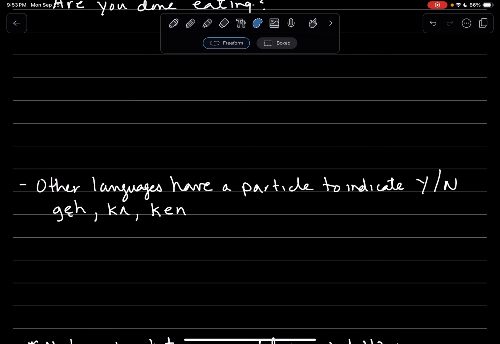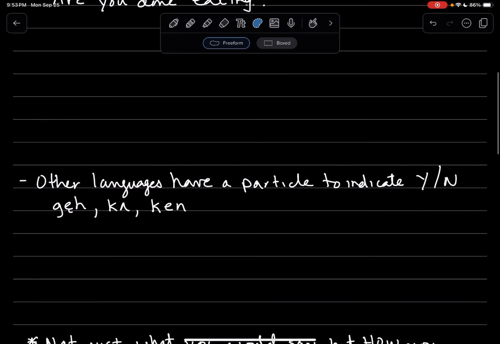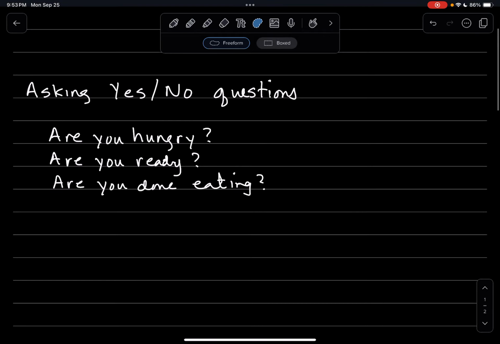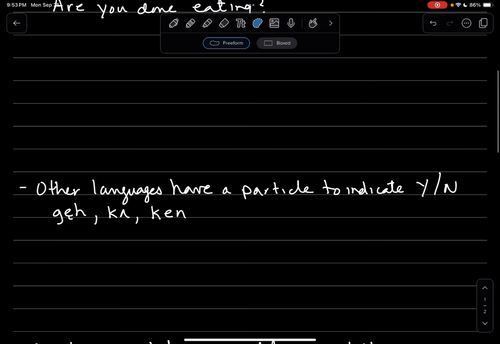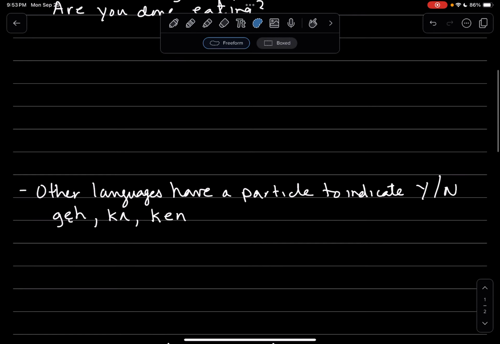One of the things about Seneca is that we lost the question particle along the way through the changes that happened to our languages. So if you go into some of the other languages, well, actually all the other ones except for Seneca, they have a yes-no question particle. So in Cayuga, they have ge. Oneida has gun, and Mohawk also has gun, but that's how they spell it.